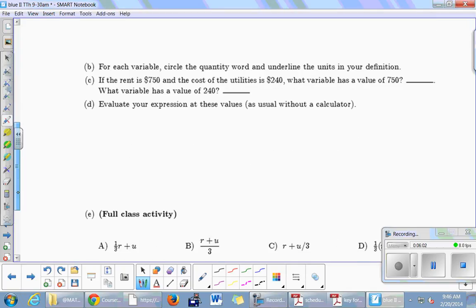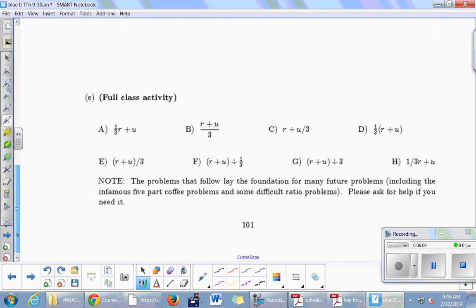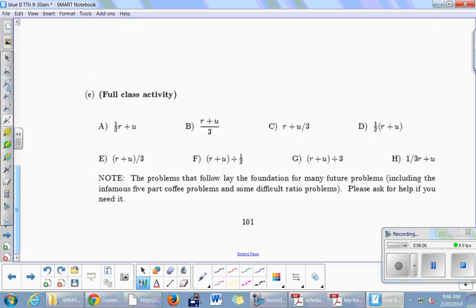Okay, so some of you have already moved on to the next page, which is great. But let's come back here to this full class activity. And I think that some people have already done it, even though there are no directions here. But I think some people figured out where I was going with this.